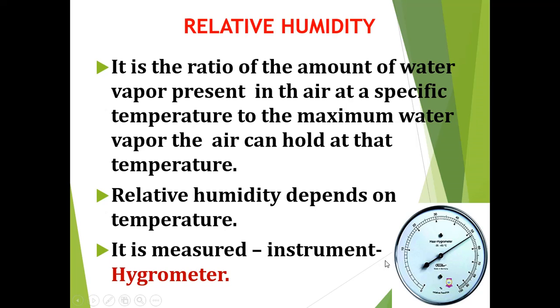So, what is meant by relative humidity? It is the ratio of the amount of water vapor present in the air at a specific temperature to the maximum water vapor the air can hold at that temperature. It depends on temperature, and the instrument used to measure relative humidity is the hygrometer. Understood, children?